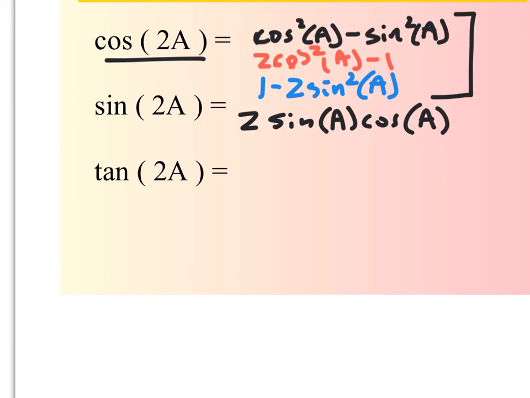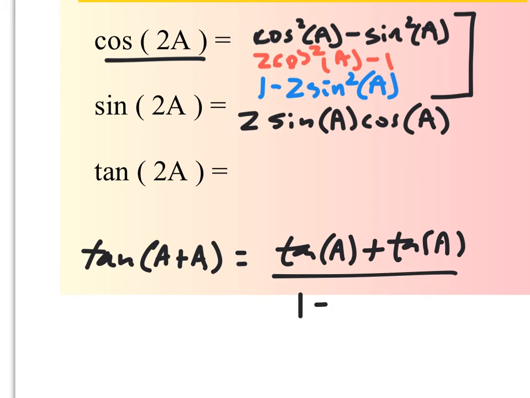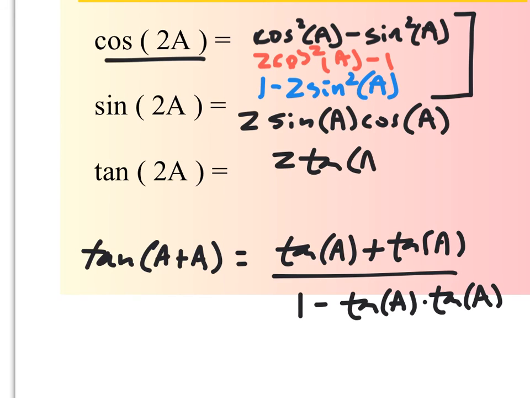And tan 2 alpha is the same as tan alpha plus alpha. So if we were to write that out, that'd be tan A plus tan A, what we just did on the last slide, over 1 minus tan A times tan A. So what would that equate to? Well, it would be 2 tan A over 1 minus tan squared A.